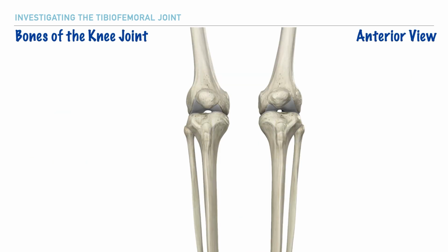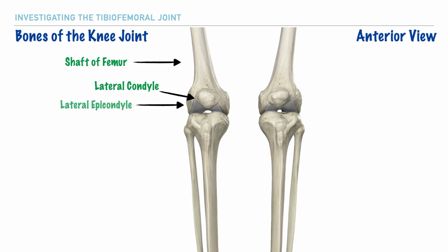So now that we have a solid overview of the knee joint, let's take a few moments and identify its anatomical components along with the fibula. First, we have the shaft of the femur, and next we have the lateral condyle of the femur. And just lateral to it, there is a smaller projection which we refer to as the lateral epicondyle. Next, we have the patellar surface of the femur, which is the space in between the femoral condyles and the place in which the patella glides superiorly and inferiorly.